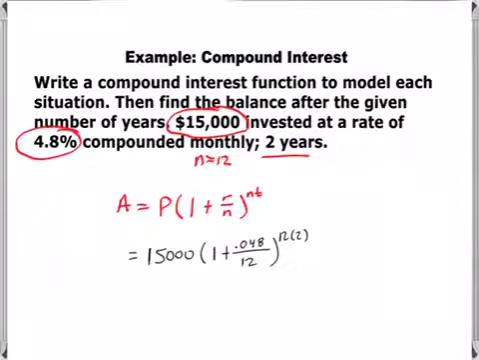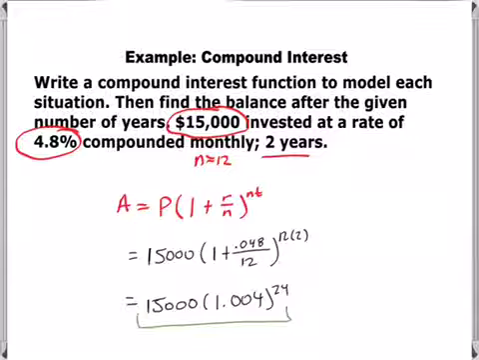So we can simplify what's inside our parentheses to start off with. So we've got 15,000 times 1.004 raised to the 24th power. So plugging this in our calculator, we find out that after 2 years, our total value is now $16,508.22.